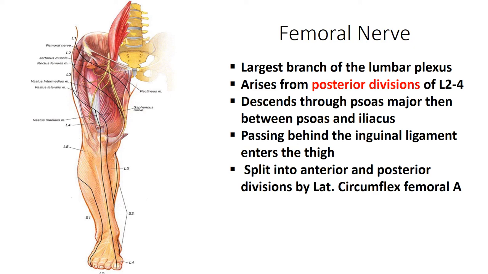Now this femoral nerve descends through the psoas major, lying between the psoas and iliacus, then it passes behind the inguinal ligament and enters the thigh. And in the thigh, it is divided into anterior and posterior divisions by the lateral circumflex femoral artery. We have already discussed that. So it is divided into two groups, anterior and posterior division, by the lateral circumflex femoral artery.